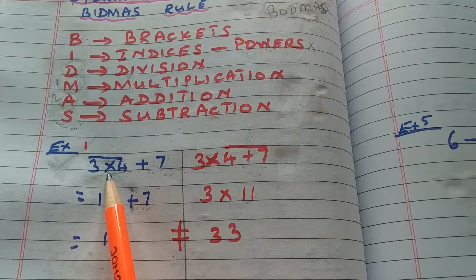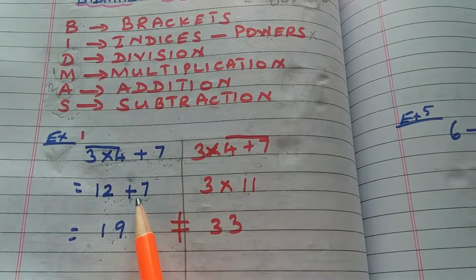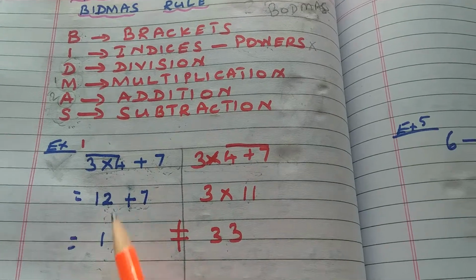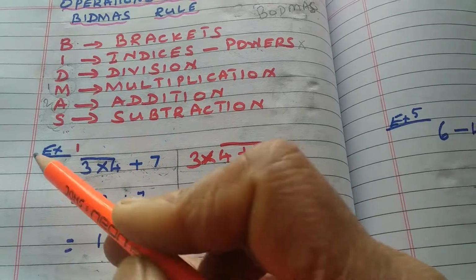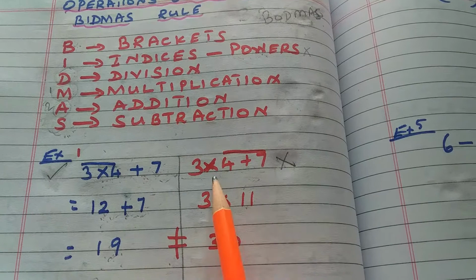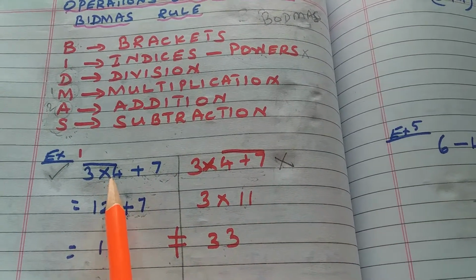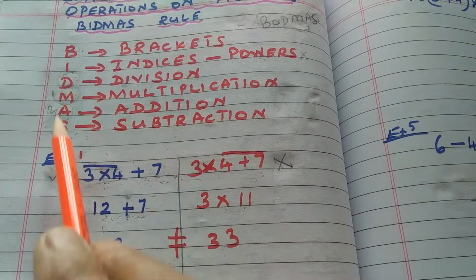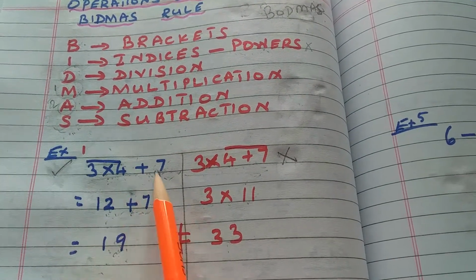So now first is multiplication. 3 fours are 12, and after performing multiplication, then addition. 12 plus 7 is 19. So here, in the first method only, the rule is followed. So 19 is the correct answer, and this is the correct way of doing the sum. This is the wrong method of doing the sum. Here the rule is not followed. We just followed whatever we felt was easy. But here is the rule to be followed: multiplication first, addition second. So we have done multiplication first and addition second.